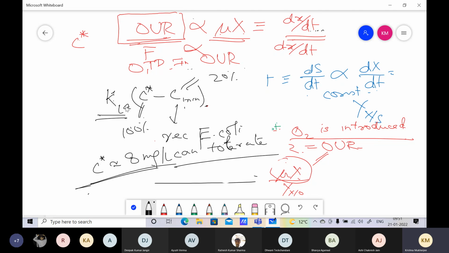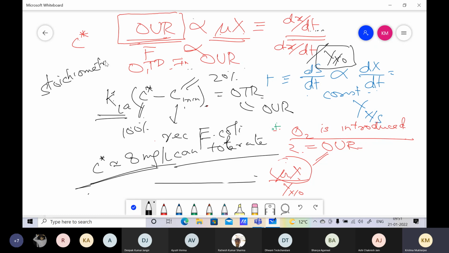That's 80% of 8 milligrams into KLA is equal to your OTR, and your OTR is equal to OUR, and your OUR is nothing but dx by dt divided by Yx by O. And from stoichiometry, and now I'm moving very fast, I hope you know how to calculate Yx by O from stoichiometry. You have done a course on mass and energy balance. How to calculate Yx by O?